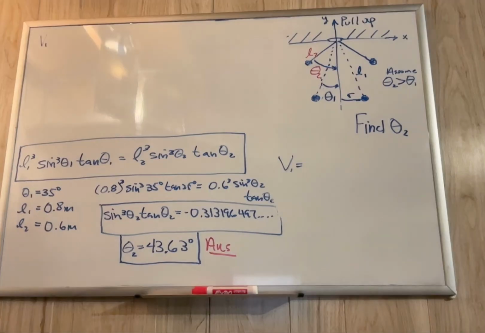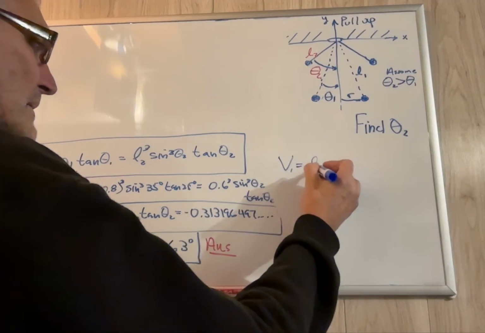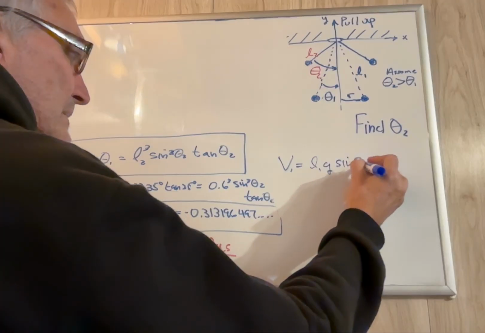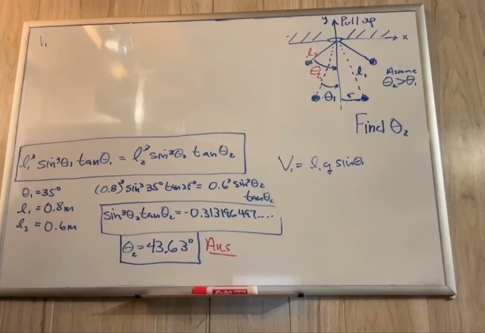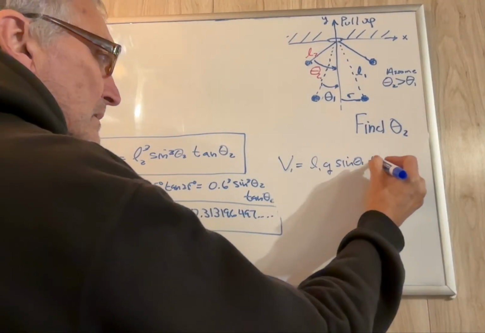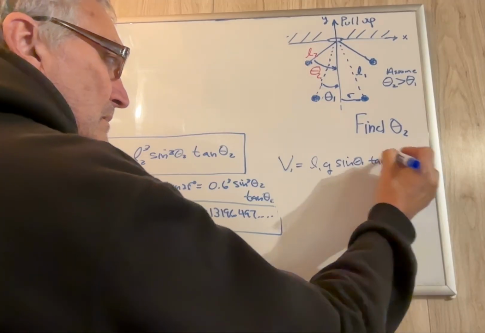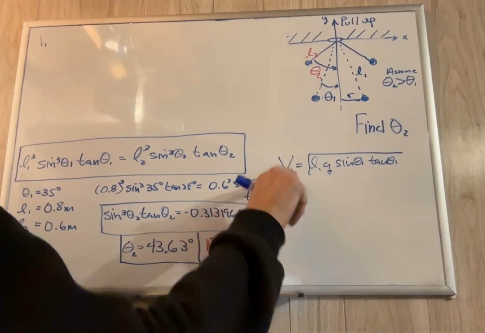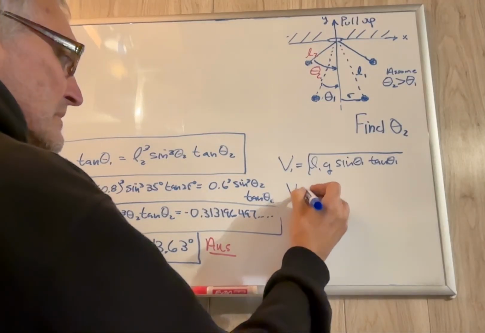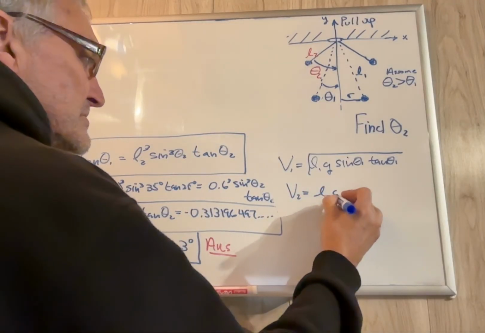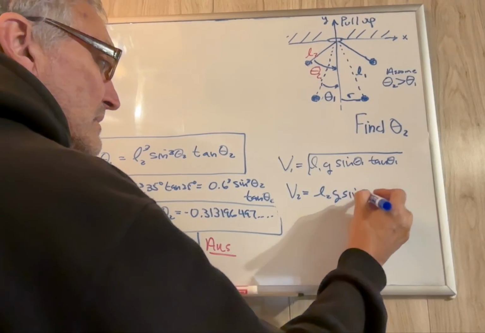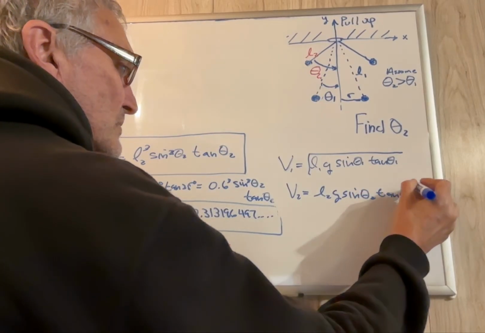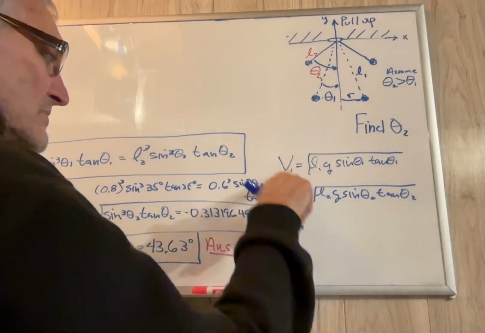So anyway, we found out earlier that velocity 1 is going to be equal to L1 times the pull of gravity times the sine of theta 1 times the tangent of theta 1, and then we take the square root of that thing. And V2 is very similar: it's going to be L2 times G times the sine of theta 2 times the tangent of theta 2, and then, of course, we take the square root of that. So there's our two velocities.